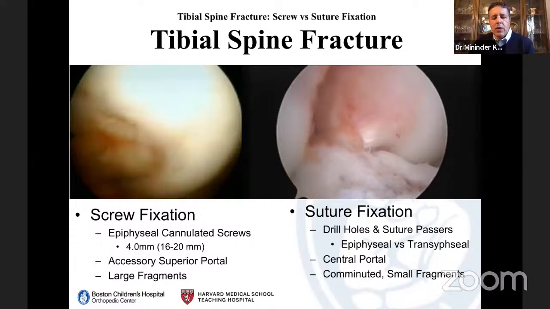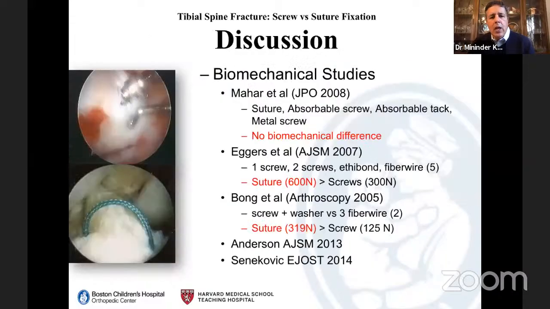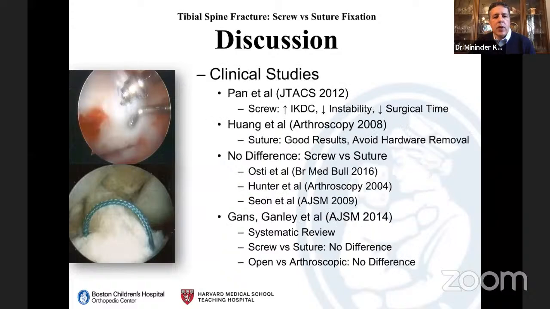One advantage of suture fixation, as you saw here, is you can tighten the ACL as well, which may help with that plastic deformation. So let's talk a little bit about screw versus suture fixation, which is better. If we look at the biomechanical studies, and there have been a few of these, suture fixation tends to be stronger than screw fixation, although screw fixation is still probably in the clinically important range in terms of fixation strength.